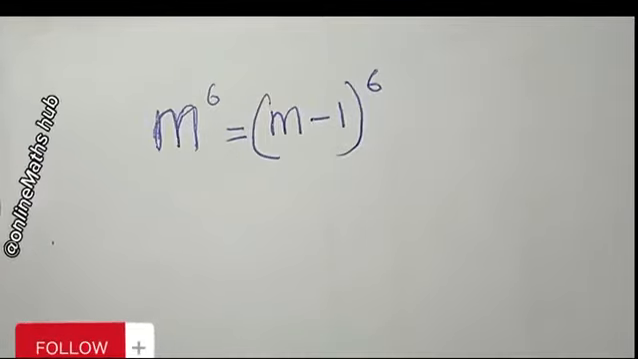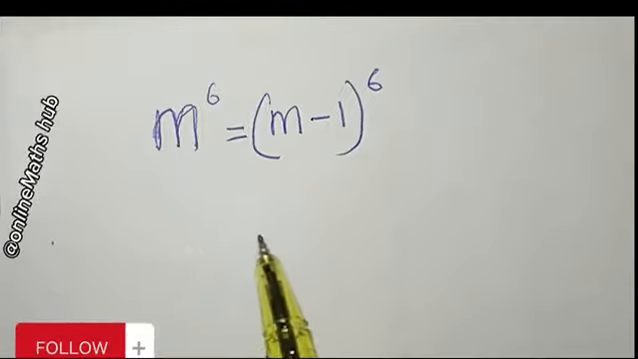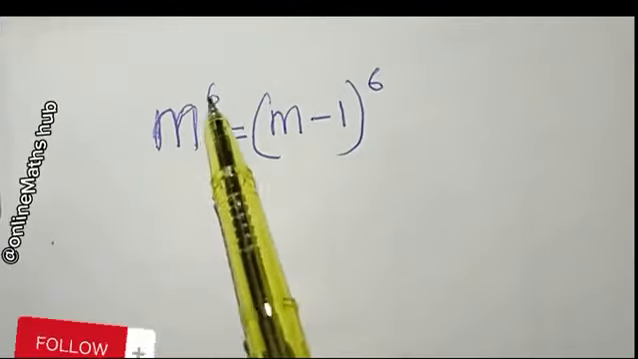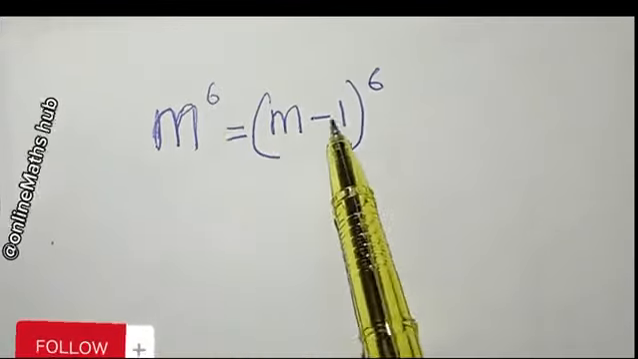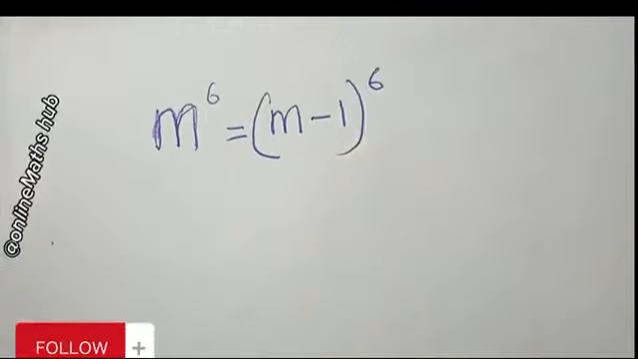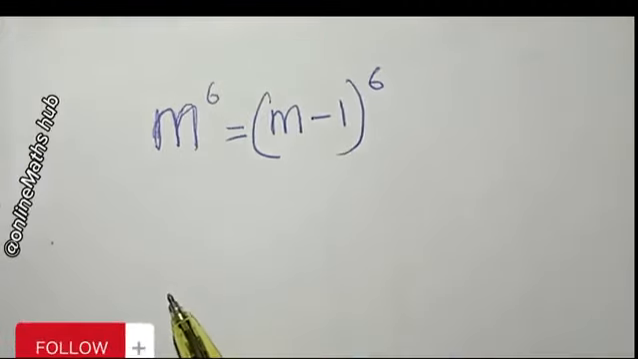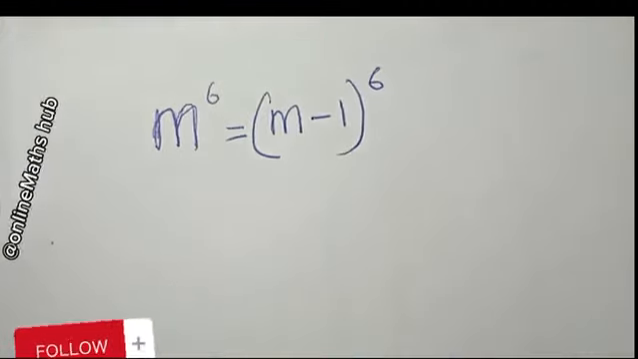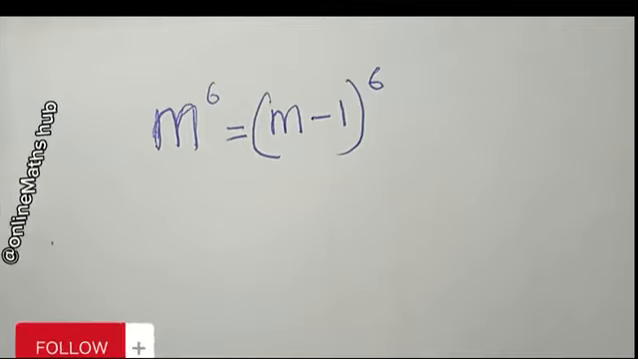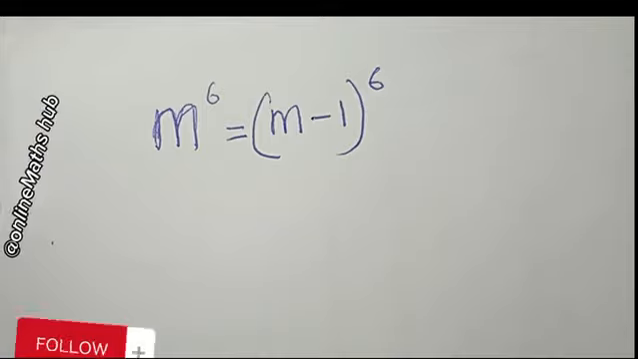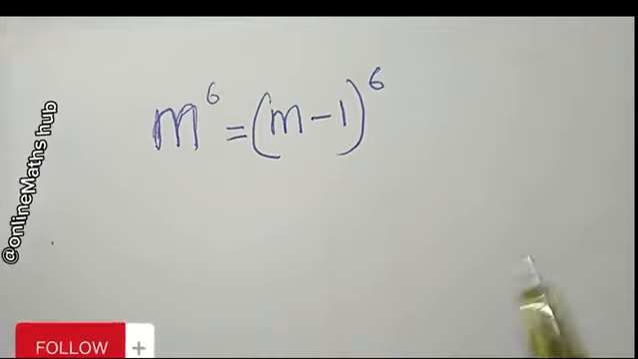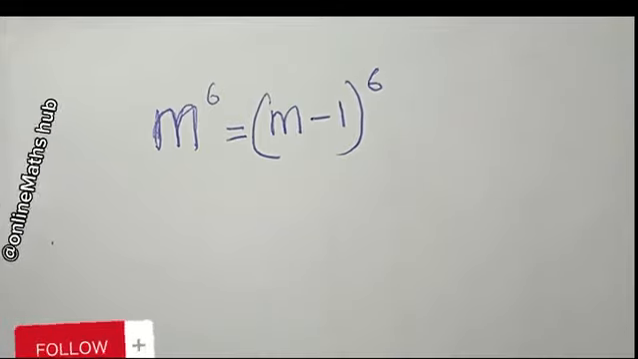We are going to be solving this problem right here. What we have here is m power 6 is equal to m minus 1 all power 6. We want to find out the values of m that actually satisfy this equation. This is an Olympiad math problem, and so you want to make sure you understand how you can solve this kind of problem whenever you come across it. Of course, I'm going to be guiding you as we proceed in this video.